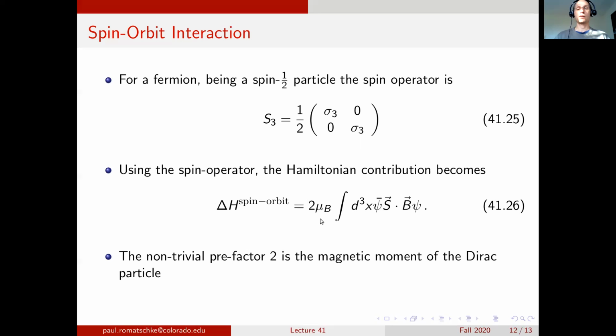The only non-trivial piece is the numerical factor of 2 here, which is a consequence of the fact that the Dirac particle here is a spin 1/2 fermion. So we have this factor 2, and that is the non-trivial factor. This factor can in principle be different from 2, then we call it g, but the leading order of the g factor is just this value 2 that we just derived in equation 41.26.